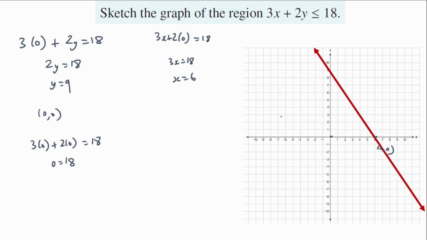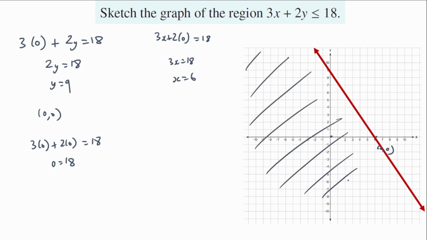So that is the region we're after, and just make sure you shade the region. Something like that, and that will be your answer there. Just make sure you include a label of the region. So let's write 3x plus 2y is smaller than or equal to 18 in that relevant region. And once you've got all that, you will get full marks for a question like this.